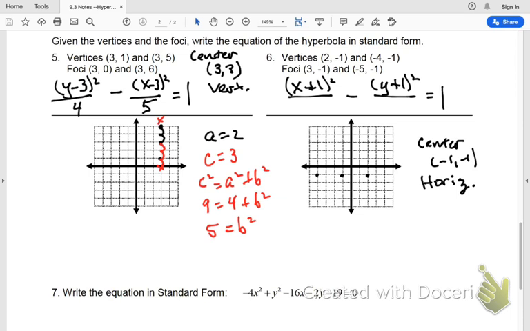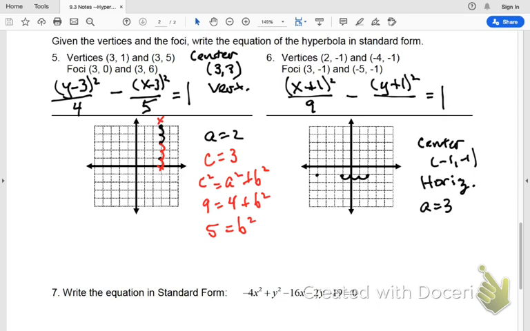has to equal 1. Okay, so my a value is always the distance from the center to that vertex. This is 1, 2, 3 units, so a equals 3, and that's got to go under the positive 1, and it's going to be squared, so 9 goes there.